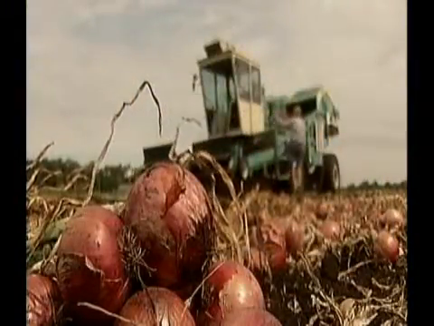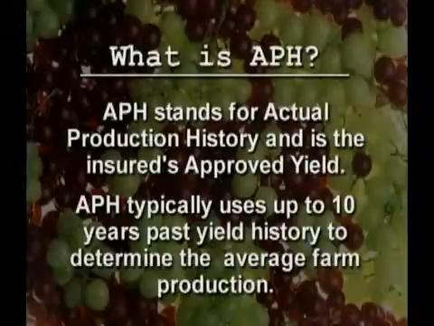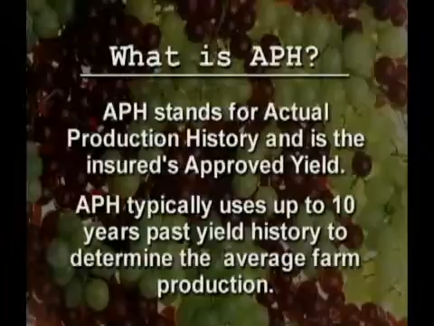Dr. Fanning, let's review what we've discussed today. With the actual production history, or APH plan, this is based on the producer's actual production history, or his average yield per acre. And to establish the grower's approved yield, they used up to the 10 most recent years of his yields to come up with that grower approved yield. What happens if the grower doesn't have a history of yields? Well, if the producer doesn't have sufficient yield history, he would need to work with his insurance agent to establish the grower approved yield.